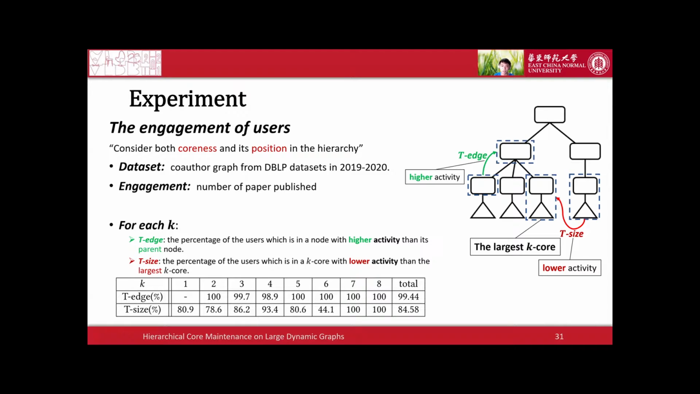The engagement of each user is defined by the number of published papers. We compute the percentage of the users which are in a node with higher activity than its parent node, denoted by TH, and compute the percentage of the users which are in a subtree with lower activity than the largest K-core. We can see that most of them are close to 100%.